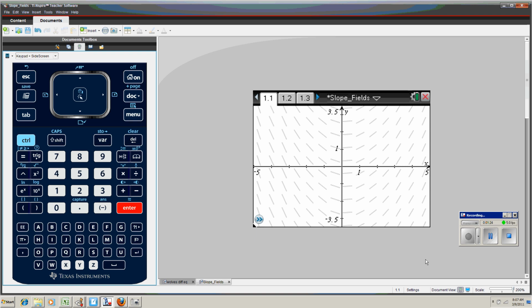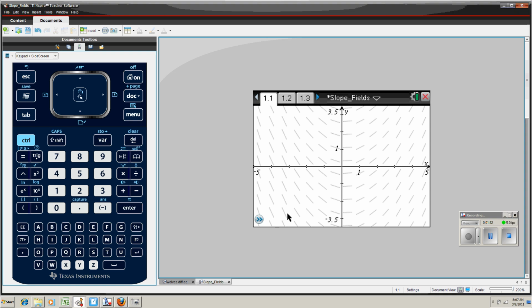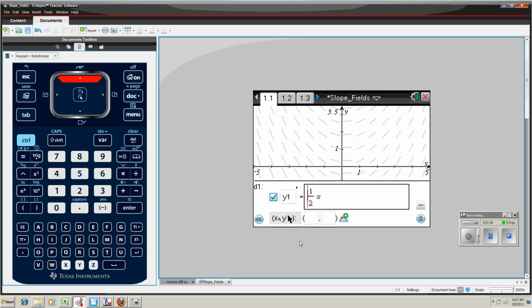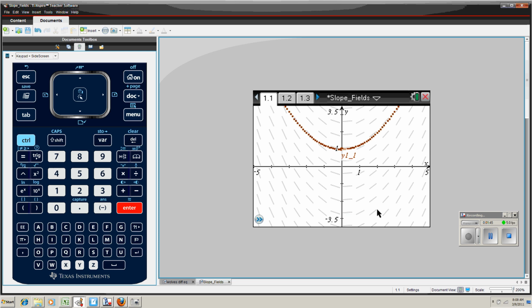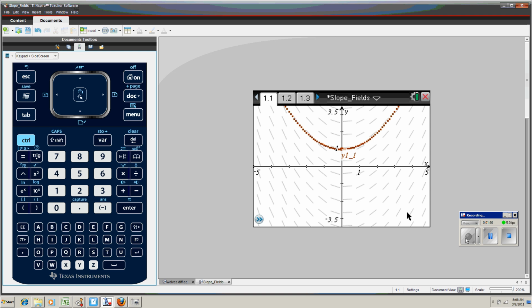But if we had an initial condition and wanted to see a specific graph for this, I'll go back to Control G to bring up the equation, go to Y1, and I can type in the ordered pair, 0, let's say, comma 1, enter. And so there's the graph of the solution to that differential equation going through 0, 1. But I'd like to check to see if that is correct with the algebraic solution. So let's go ahead and investigate that.